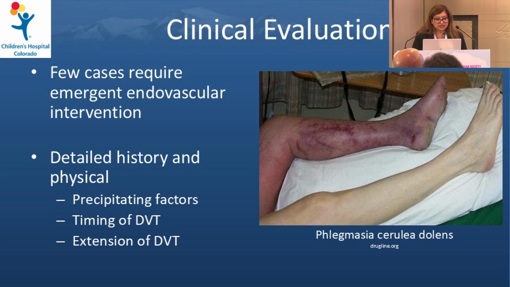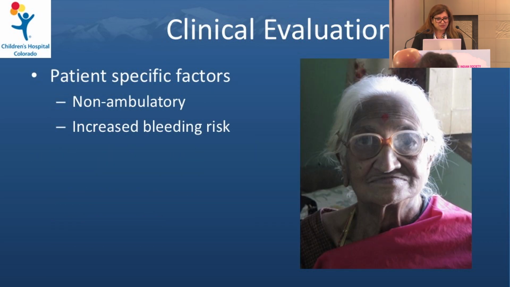So a detailed history and physical, looking at those precipitating factors, timing of DVT, extension of DVT is very important. And also, look at your whole patient, right? So you have to look at what are your patient-specific factors. This is my umama, okay? So she is non-ambulatory, increased bleeding risk. If we were to give her thrombolytics, I don't think she'd do that well with it.